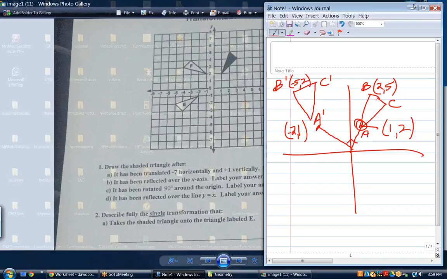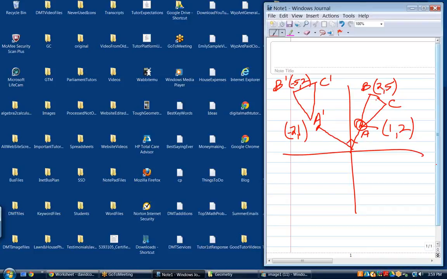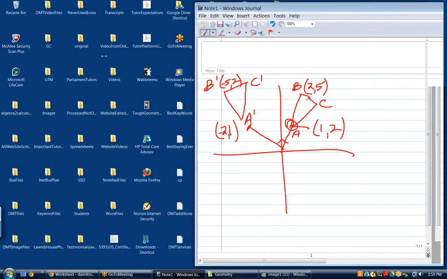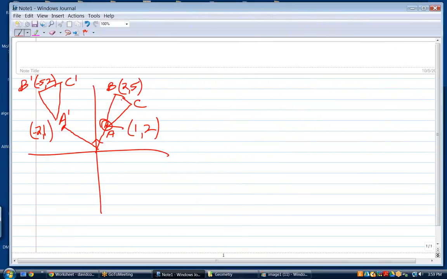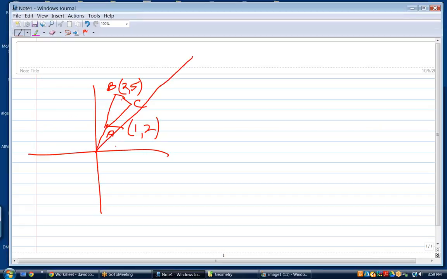And the fourth part of that is to reflect it over the line y equal x. Now, let me erase this one. Reflecting over the line y equal x, that's a line that is 45 degrees, basically. And you just reverse the points.